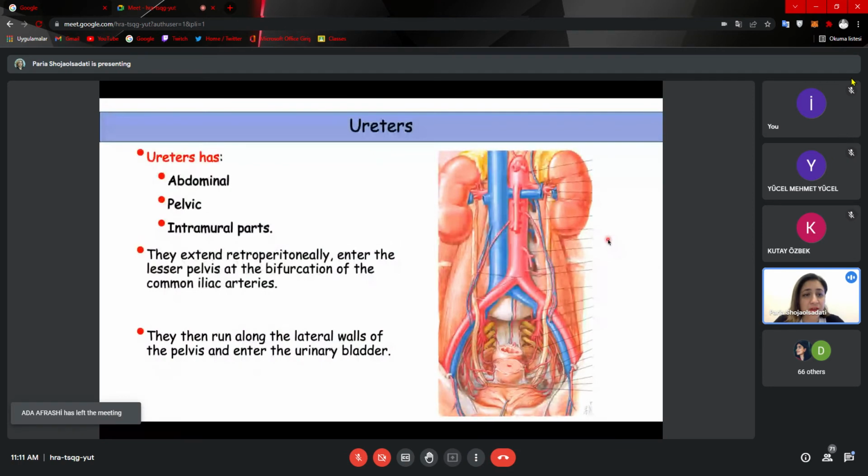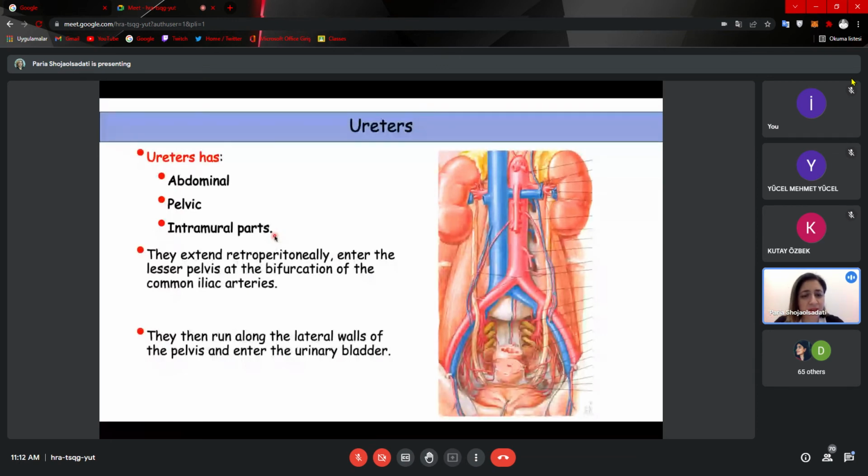We can divide the ureters into different anatomical parts. The first part of this organ is located inside the abdominal cavity, you can see it here. The second part is located inside the pelvic cavity, and the last part, as I mentioned before, is located in the wall of the bladder. This part is famous as the intramural part, the part embedded in the wall of the bladder.